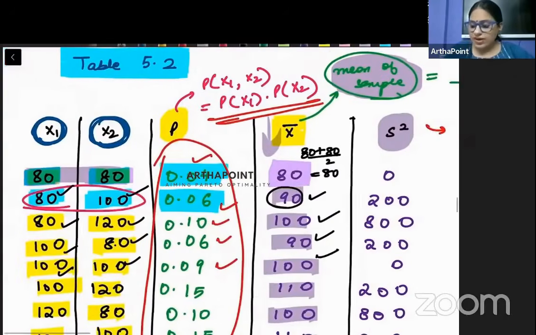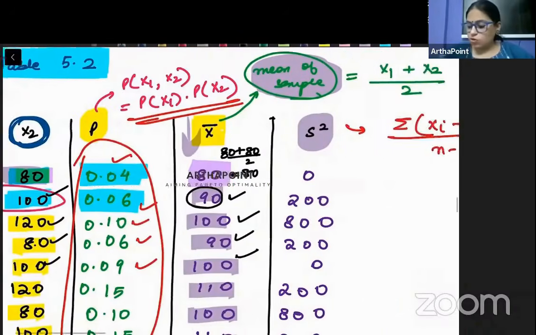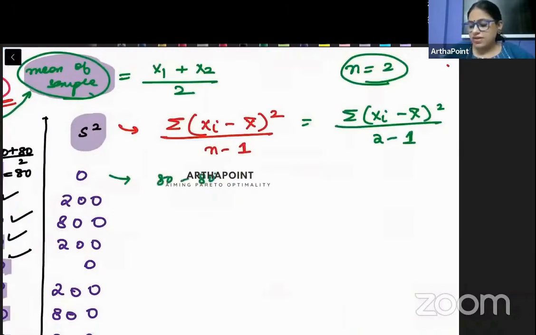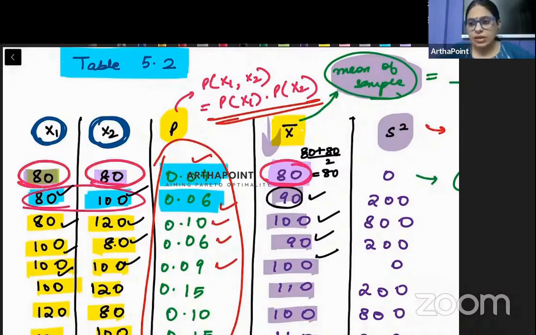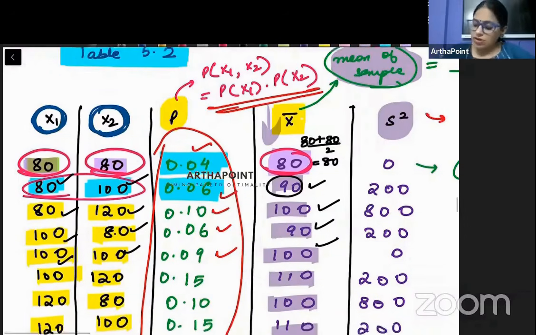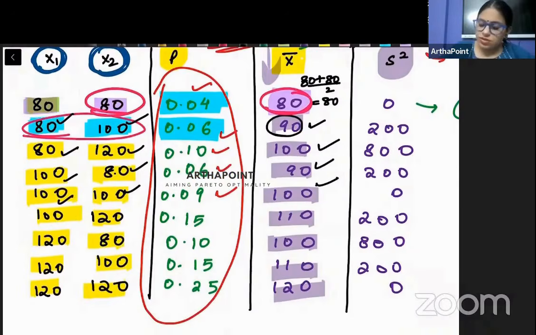Now if I look at the first row, this is going to be 80 minus 80 whole square plus 80 minus 80 whole square, that means 0. You can clearly see that both the observations are simply the value of the mean. Since both observations are simply the value of the mean, the variance is going to be 0. So here we have made the variance 0. Now let us go ahead. I'm going to just remove this from here.